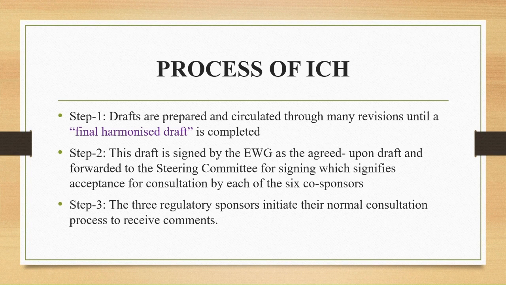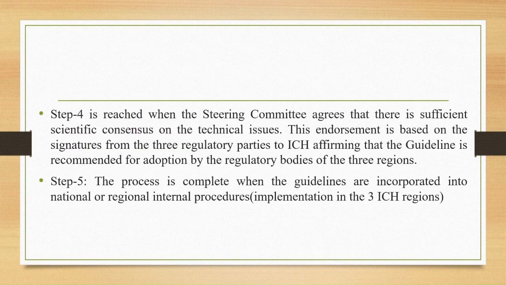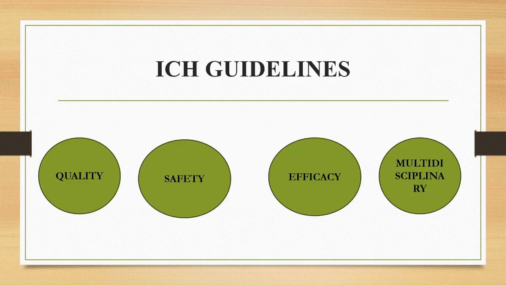In next step 3, the 3 regulatory sponsors initiate their normal consultation process to receive the comments. Step 4 is reached when the steering committee agrees that there is sufficient scientific consensus on the technical issues. This endorsement is based on the signatures from the 3 regulatory parties to ICH affirming that the guideline is recommended for adoption by the regulatory bodies of the 3 regions. Further in step 5, the process is complete when the guidelines are incorporated into the national or regional internal procedures. So now it is implemented in the 3 ICH regions.